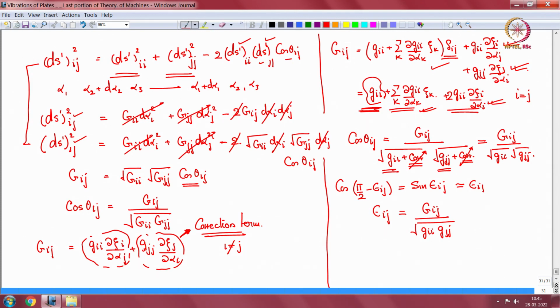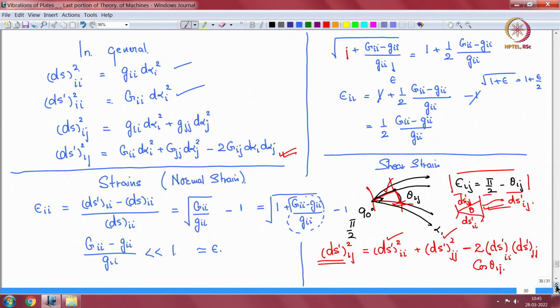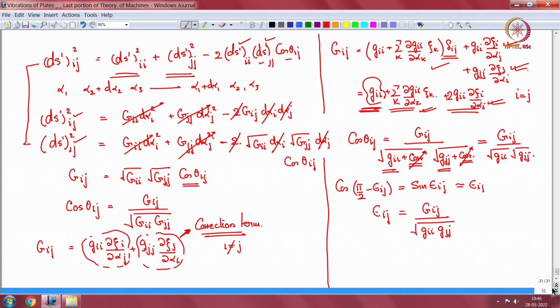Okay. So I have given an expression for normal strain here, and an expression for shear strain. So we'll now derive the actual expression for one of the normal strains, and we'll do that in the next class. The time is running out here. Thank you.